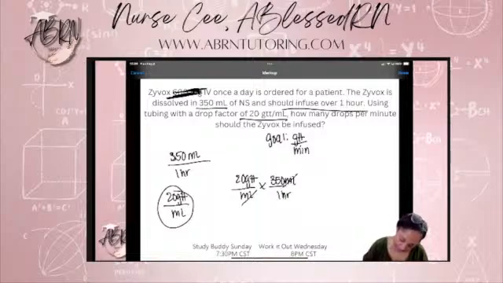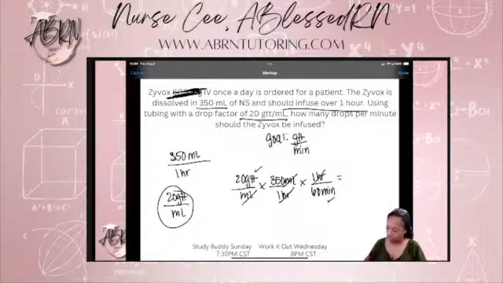So milliliters crosses out. Now I've got hour at the bottom. I need minutes at the bottom. So we'll do 1 hour over 60 minutes. Hours crosses out and you've got drops per minute. And now we can finally do some math.